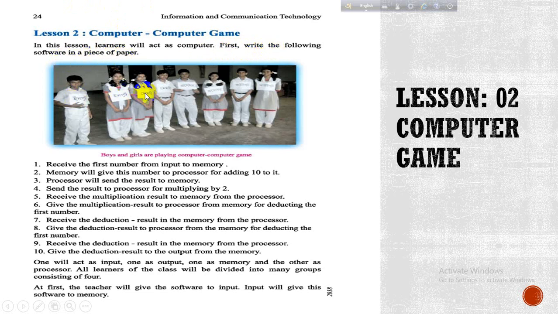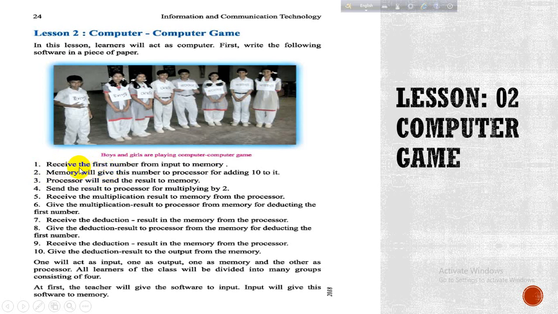First, write the following on a piece of paper. You have to take some pieces of paper and write down the names: input, memory, processor, and output. So first, receive the first member from input to memory. That means, what will be the first task?